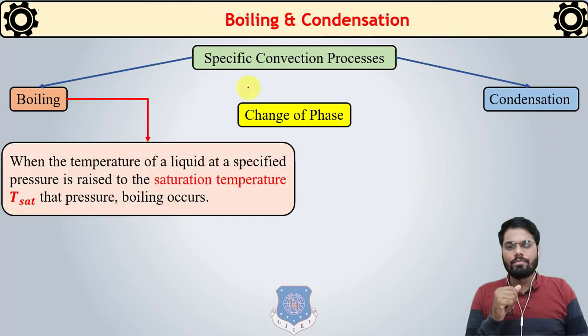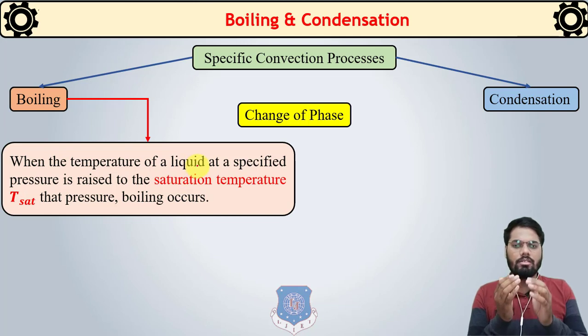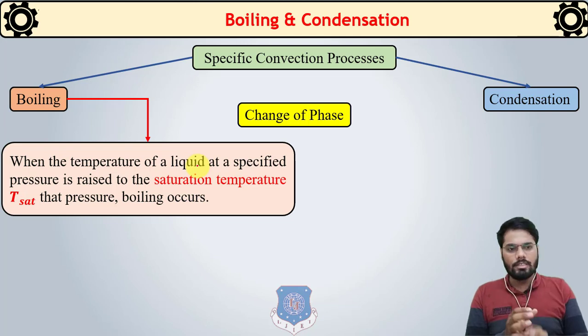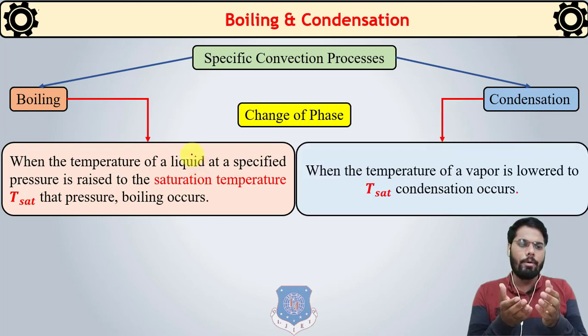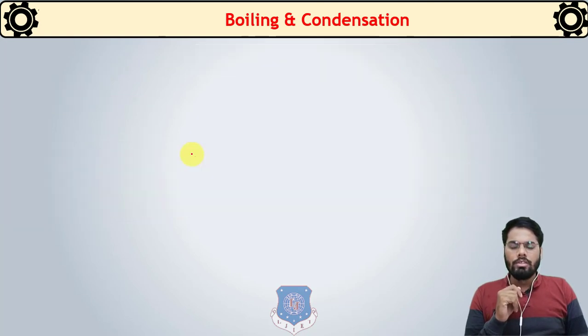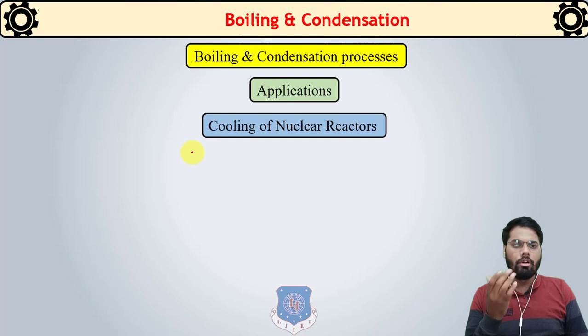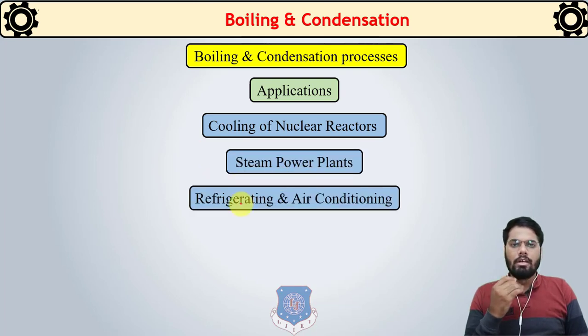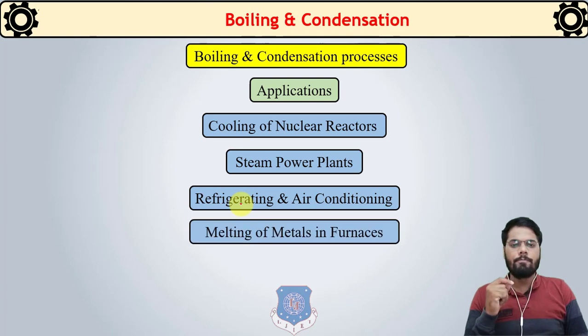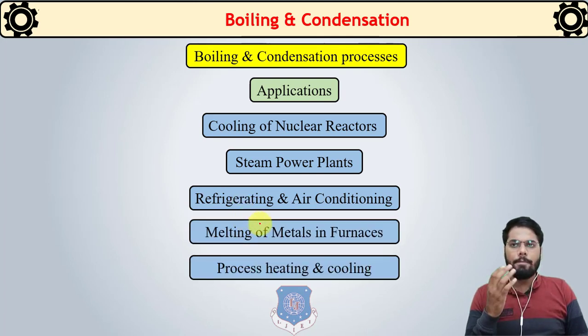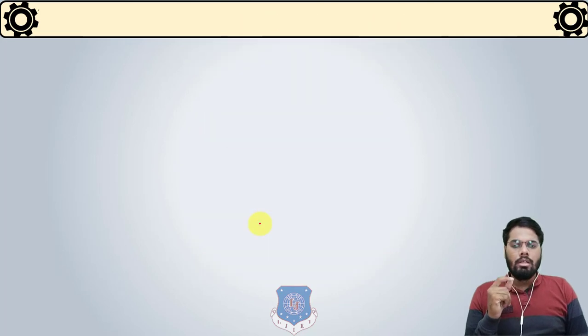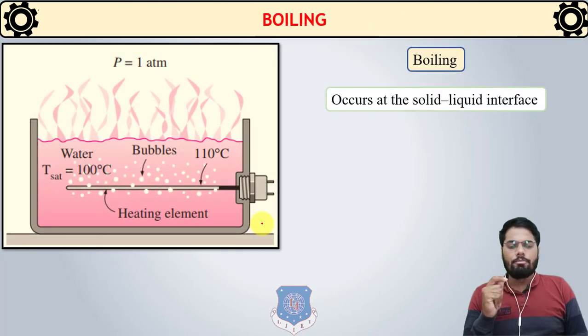So let's understand. We know the basic definition of boiling: when the temperature of any liquid at a specified pressure is raised to the saturation temperature at that pressure, then boiling occurs. Similarly, when the temperature of any vapor is lowered to the saturation temperature, condensation occurs. There are some applications of these boiling and condensation processes, like cooling of nuclear reactors, steam power plants, refrigerators and air conditioners, melting of metals in furnaces, and processes of heating and cooling. So it is necessary to understand the boiling and condensation processes.